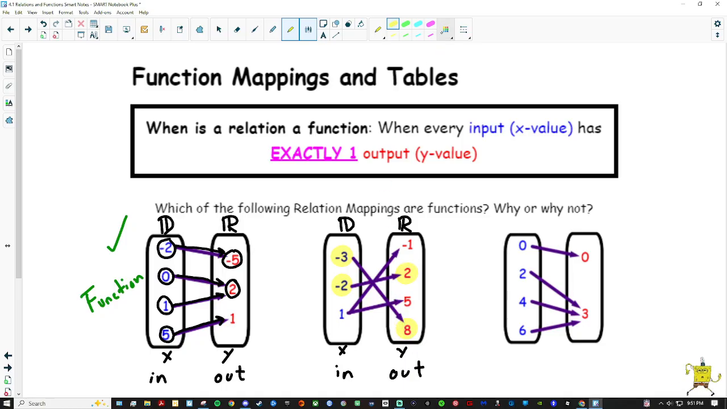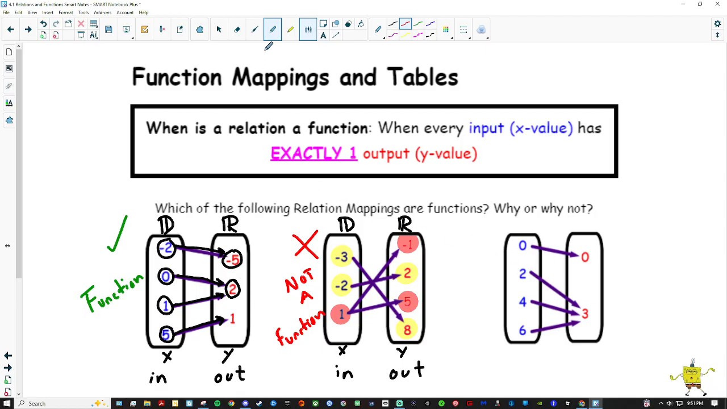So that's good. Now here is where the bad happens. When we input a 1, we get -1 and we get 5. When we input a 1, we can get -1 and we can get 5. Because our input has 2 outputs and not exactly 1, this fails. That means this second one is not a function.